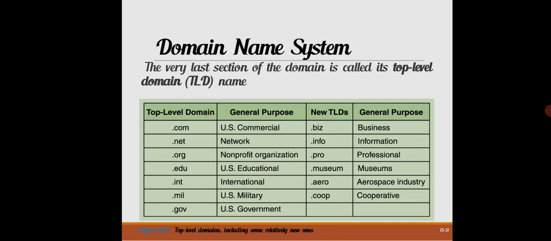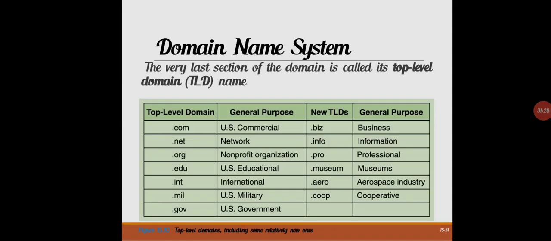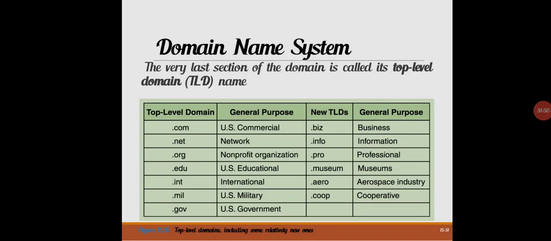Top level domain name general purposes: .com, US commercial; .net, network; .org, non-profit organization; .edu, US educational; .int, international; .mil, US military; .gov, US government. New TLDs general purposes: .biz, business; .info, information; .pro, professional; .museum, museum; .aero, aerospace industries; .coop, cooperative.